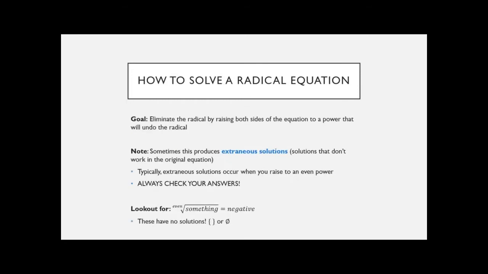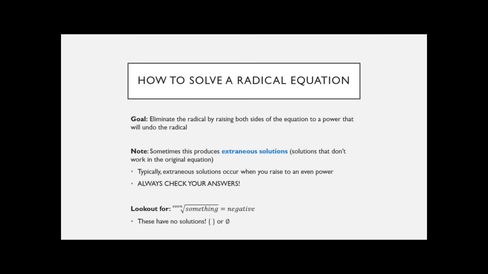So when you're solving these, your goal is you want to get rid of that radical. You know, if it's square root, cube root, whatever, we want to get rid of it. And so we basically do an exponent on both sides in order to get rid of it. So a square will cancel out square roots. If we have cube roots, then we cube both sides.